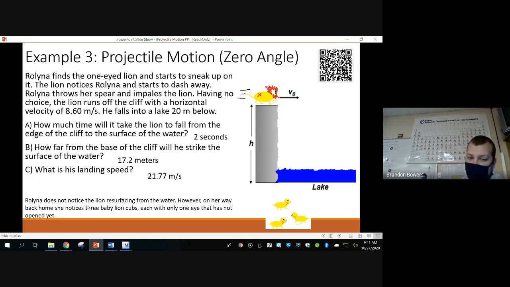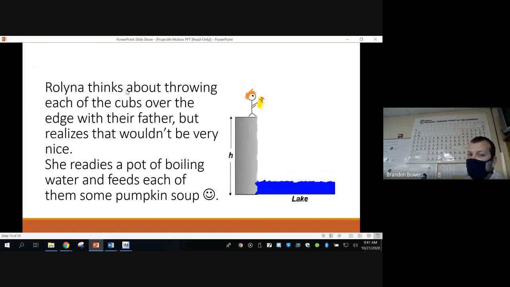Rolina does not notice the lion resurfacing from the water. However, on her way back home, she notices 3 baby lion cubs, each with only one eye that has not opened yet. Rolina thinks about throwing each of the cubs over the edge with her mother. What the heck? But realizes that wouldn't be very nice, so she readies a pot of boiling water and feeds each of them some pumpkin soup.